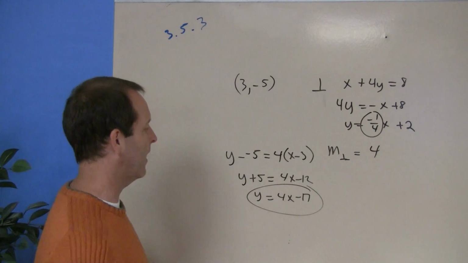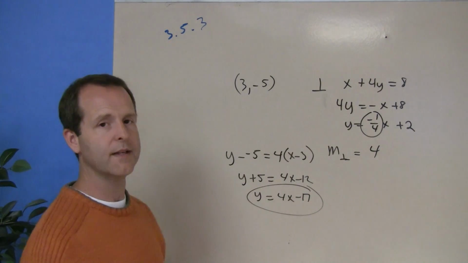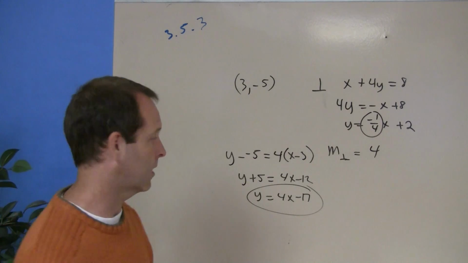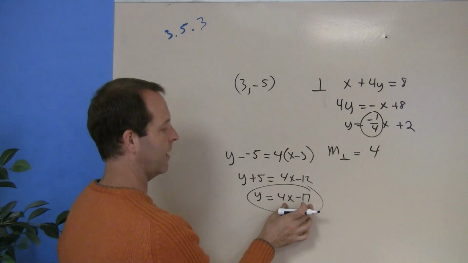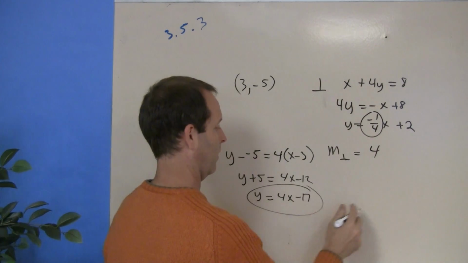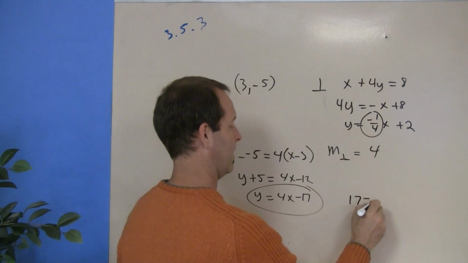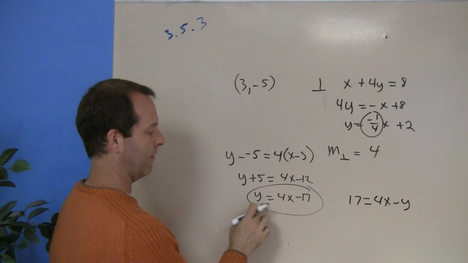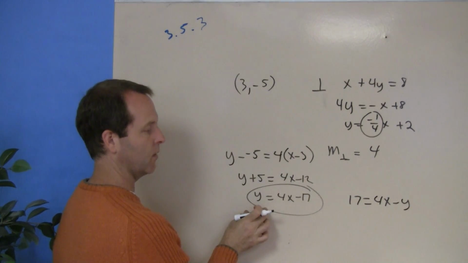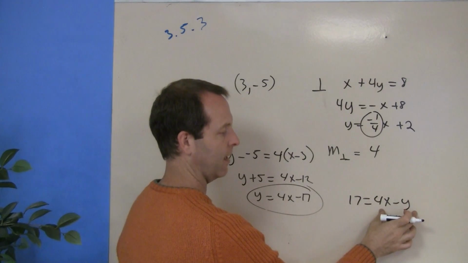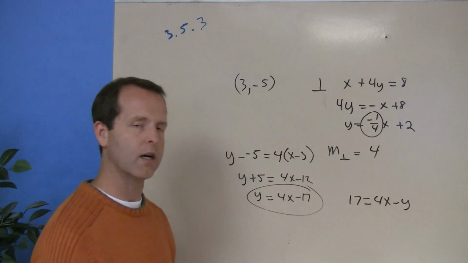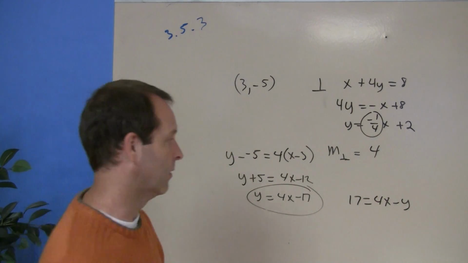And the last little point that I want to mention, sometimes you want to write this in standard form. Standard form is x, y equals the constant. So what I'm going to do then is rewrite it as 17 equals 4x minus y. I subtracted y from both sides, added 17 to both sides, so that I had an x and a y, and then the constant on the other side. And I also worked kind of hard to make sure that x was a positive value.